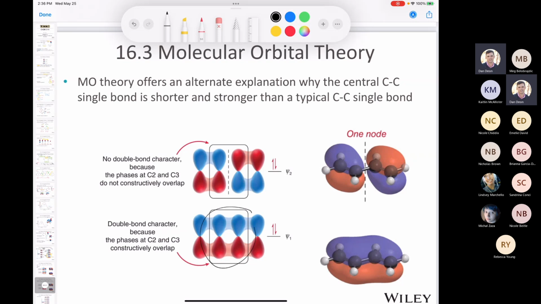Again, it's got pi character, so when you add the pi bond, you end up with something that's stronger overall. When you have a double bond, it's stronger than a single bond. And yeah, there we go.